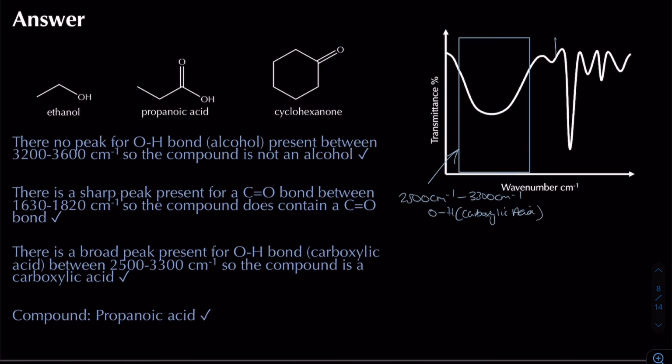And then we also need to show this peak over here. We need to be able to annotate this peak and say that we've got a peak between the region of 1630 to, let's say, 1820 centimeters to the -1. So we know we've got a carbon oxygen double bond being present there as well. Now that's how we answer these questions when it comes to infrared spectroscopy itself.